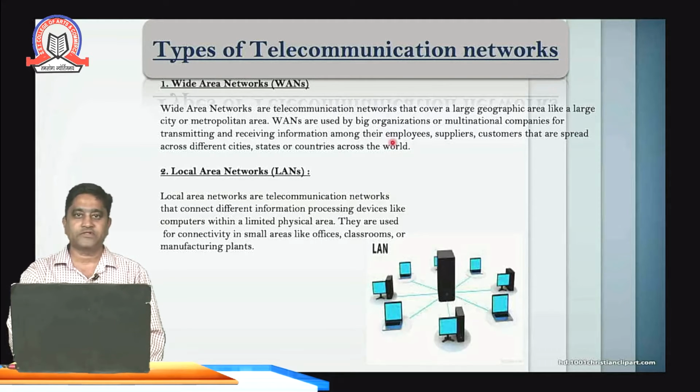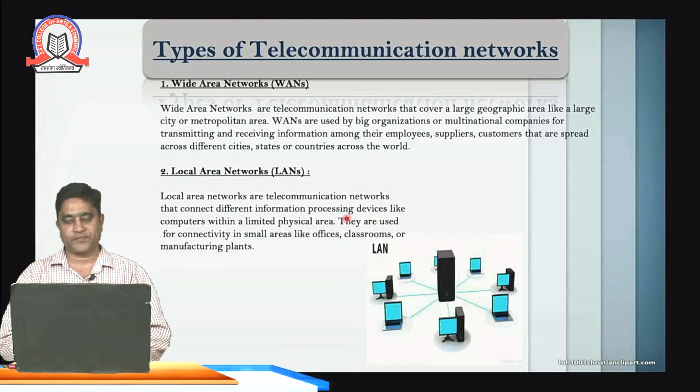Whereas the opposite of WAN is LAN, L-A-N, that is called local area network. Local area networks are the telecommunication networks that connect different information processing devices like computers within a limited physical area. So the difference here is large, here it's limited space. They are used for connectivity of small areas like offices, classrooms or manufacturing plants.